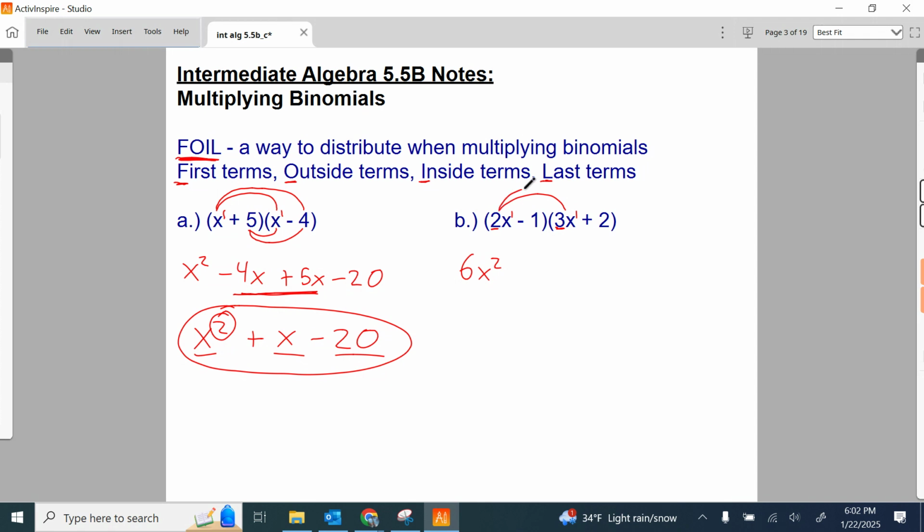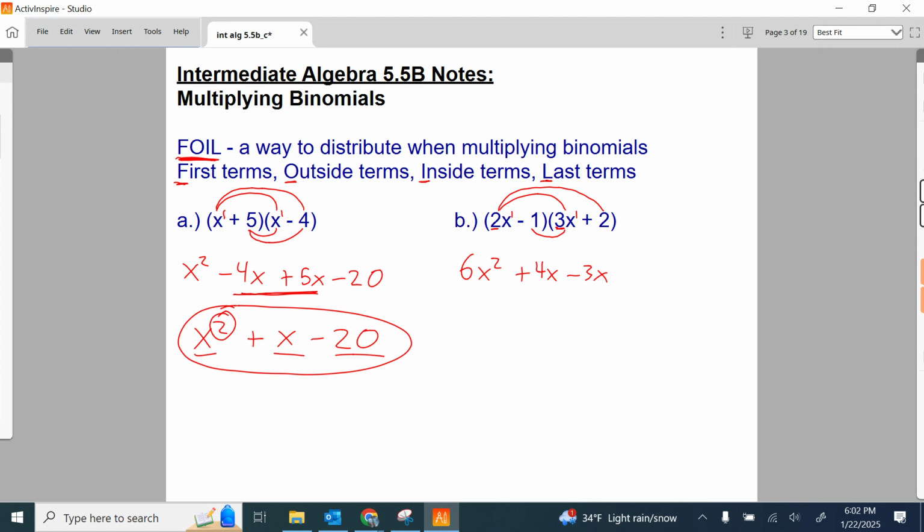O, we're going to have outside here times outside here. So we have 2x times positive 2, which is going to get me positive 4x. So there's the O. I, inside, is going to be the negative 1, or the minus 1, times the 3x, which is going to get me minus 3x.